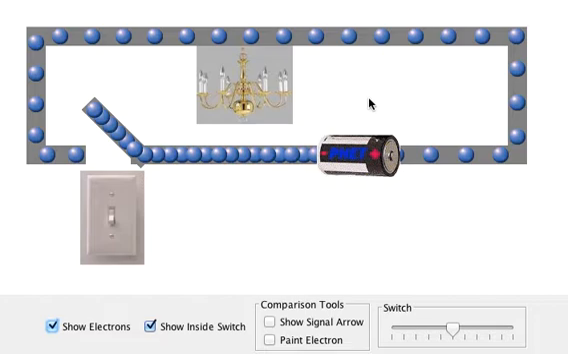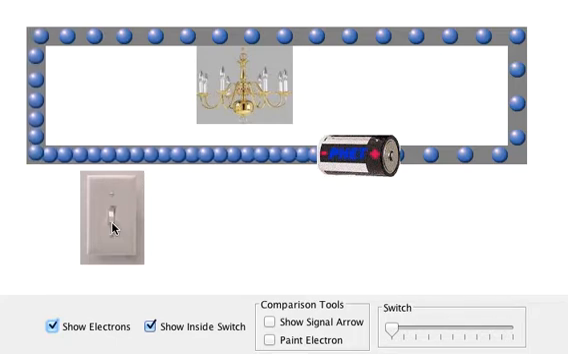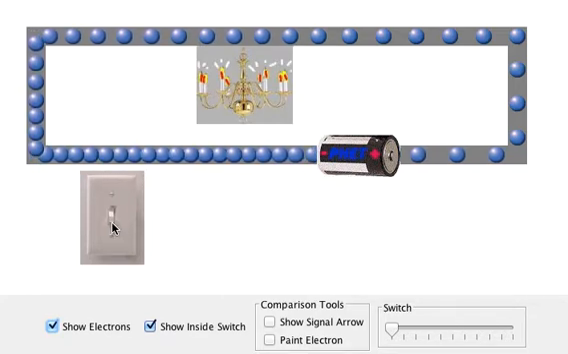So what do we mean when we say electric current? We're talking about the flow of electrons, and right now there's no flow, so there's no current. What I would have to do to make the electrons flow is to close this switch. If I flip the switch here, now I've closed the gap and electrons can start to flow.